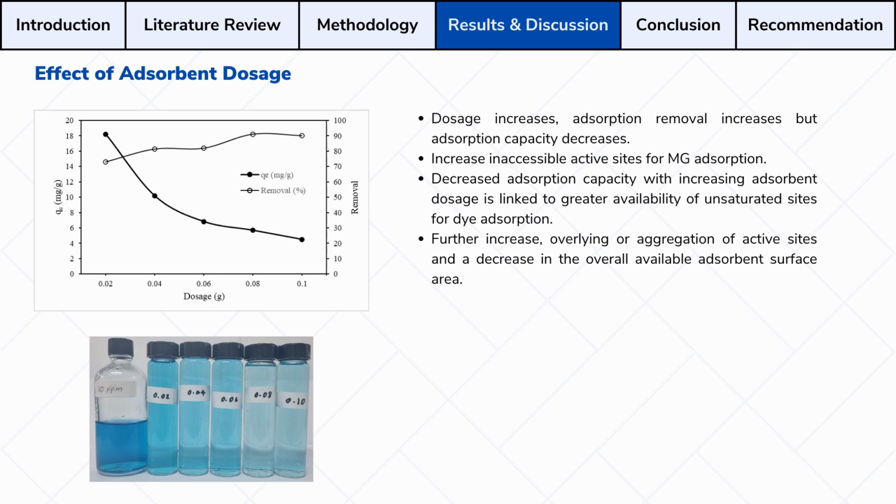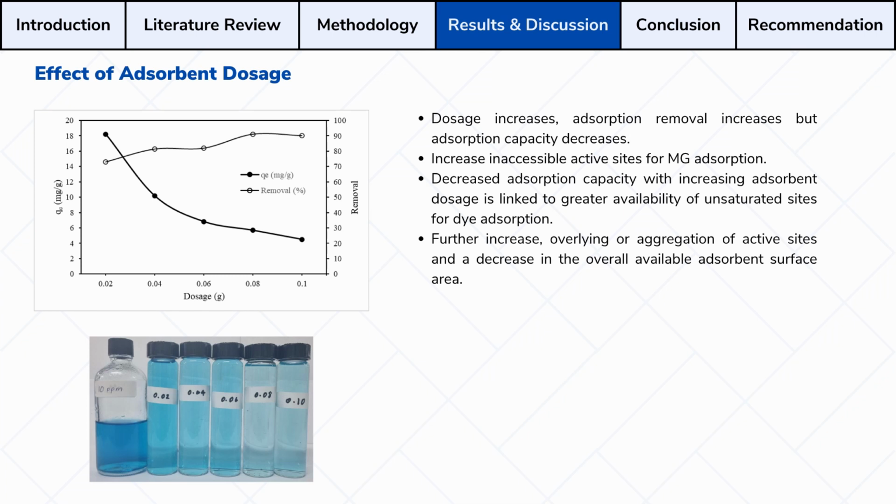Increasing the CSOPT dosage led to an elevation in Mg adsorption removal. However, this rise in adsorption removal coincides with a decrease in the adsorption capacity of Mg dye. The increased adsorption removal is attributed to an increase in accessible active sites for Mg adsorption.